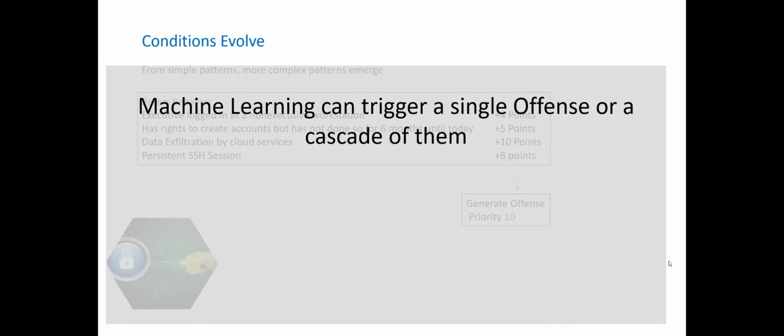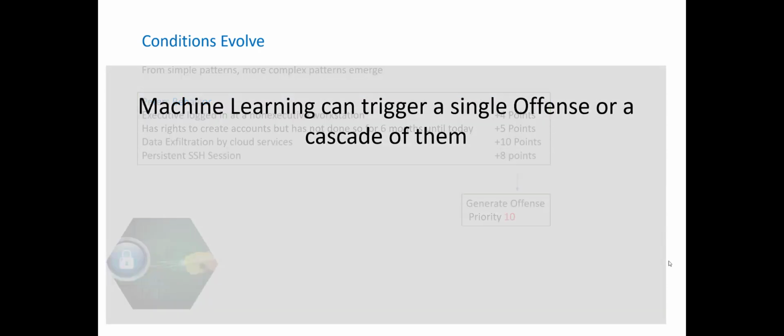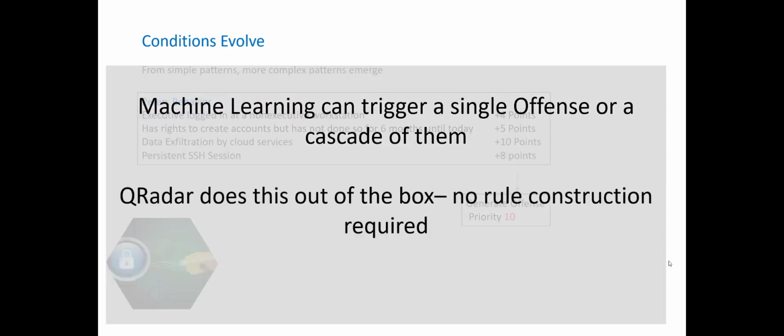Some people want one offense to say, hey, what's going on with Peter? Some people might be in the position where they're saying, I want one because of data exfiltration so it can be investigated that way. I want a different one based on his unusual activity. Okay, so this is up to you, but it does generate these offenses. Out of the box, no rules construction required. Machine learning has been present in the back end of QRadar for at least the 5 years I've worked at IBM, and probably a lot longer.